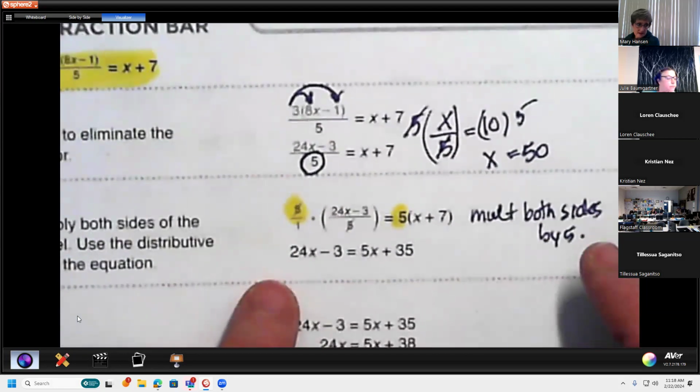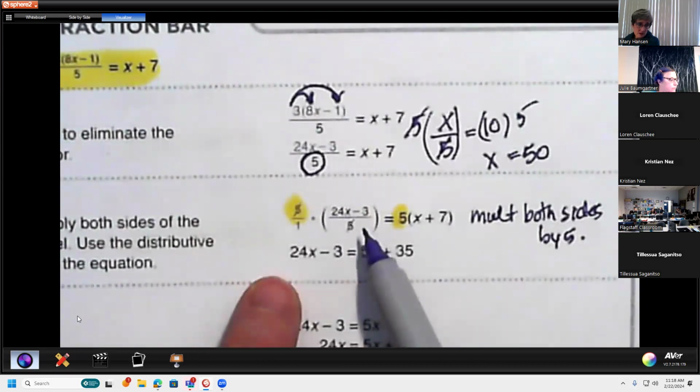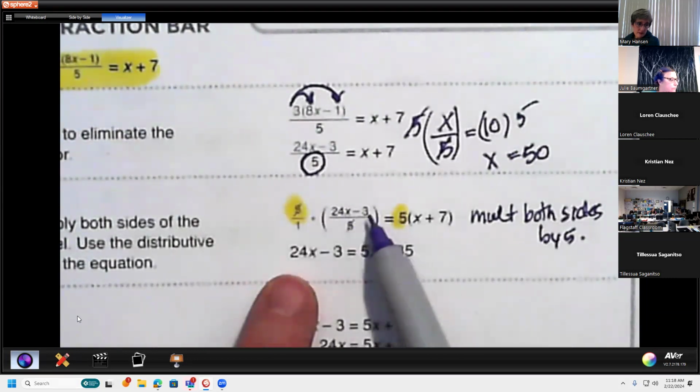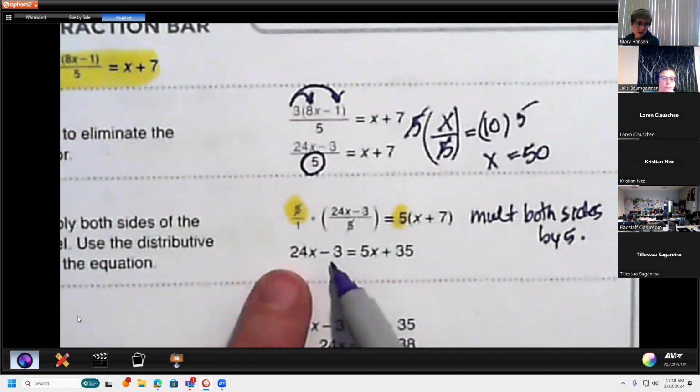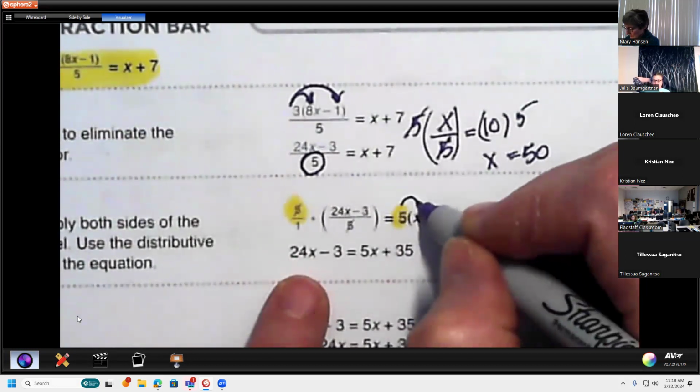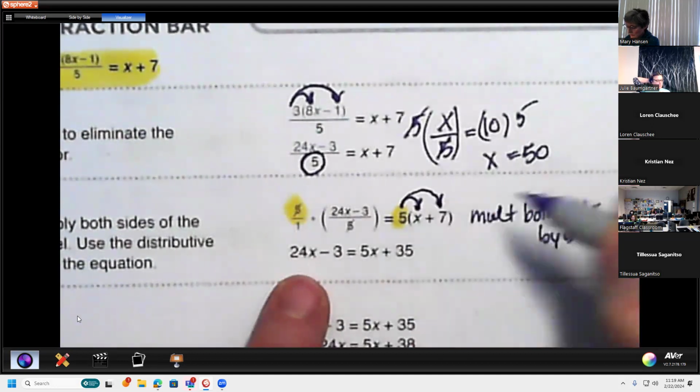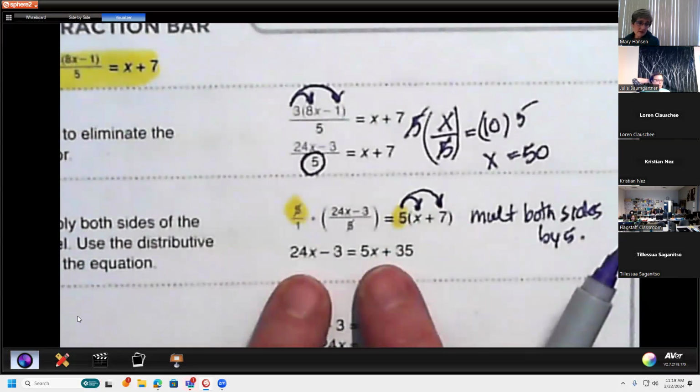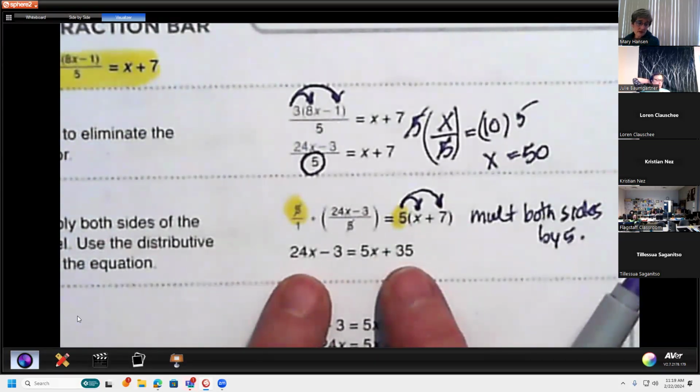And the nice thing is, this 5 cancels with this, and so we get rid of that divided by 5, and all that's left is this 2x minus 3. No more fraction. And then you can multiply this 5 into, distribute it in, and get 5x plus 35 on the other side.